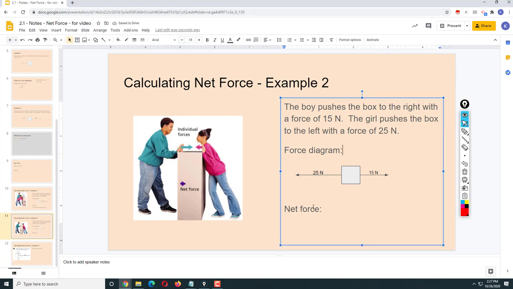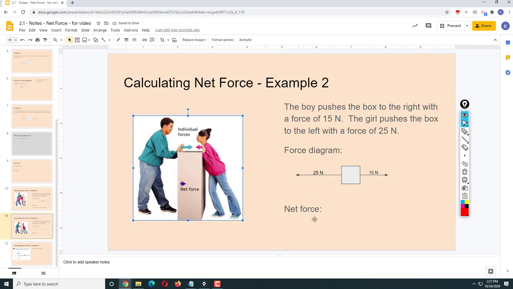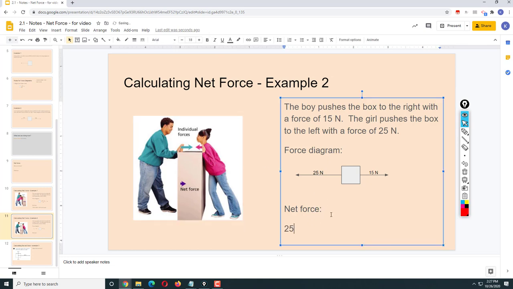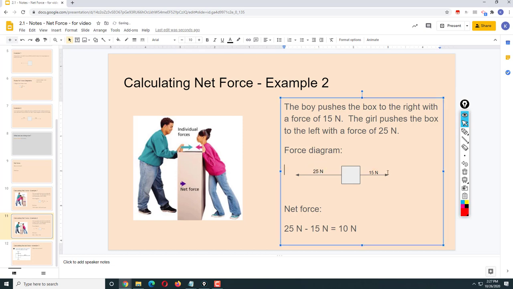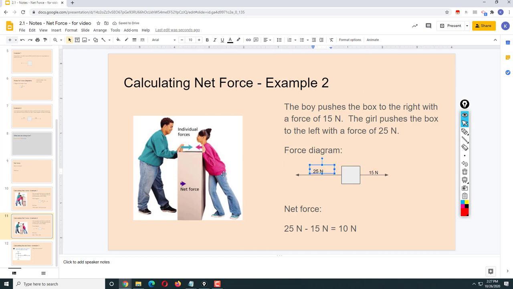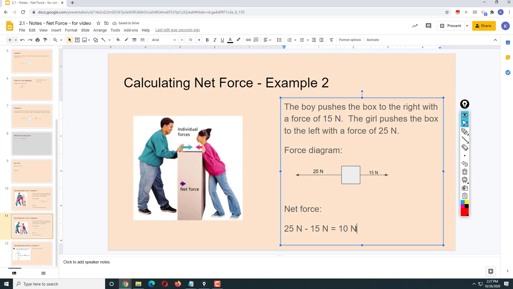Okay. Net force. They are pushing against each other, so we subtract. 25 minus 15 is 10. Who wins, the girl, the 25 Newton force, or the boy with the 15 Newton force? Well, the bigger force wins. The acceleration of the box will be to the left, so it's 10 newtons to the left.